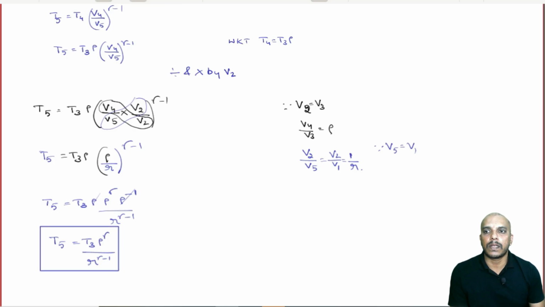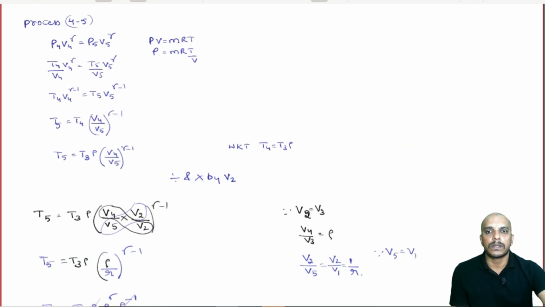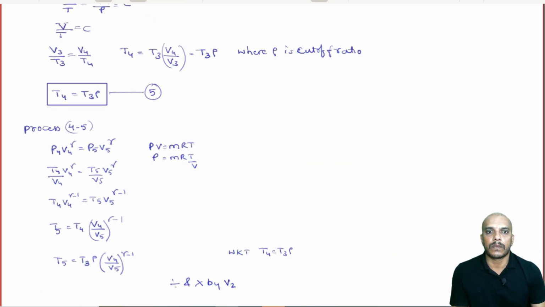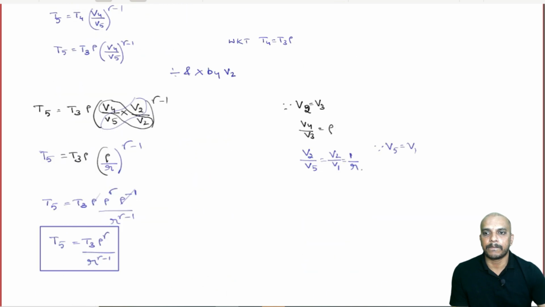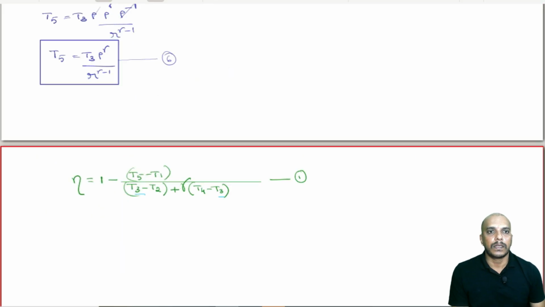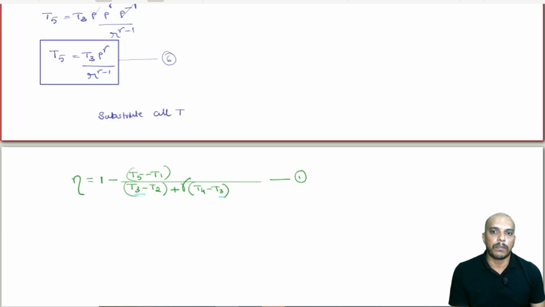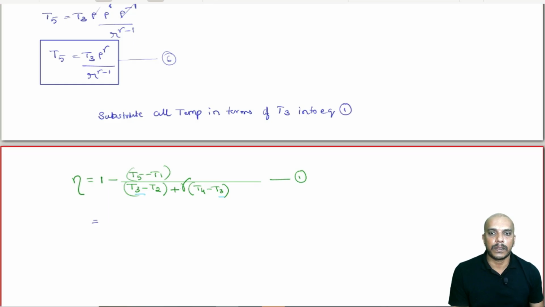Now, what we have done is we have written all the temperatures in terms of T3. So now let us call this equation 6. Substitute all temperatures in terms of T3 into equation 1.